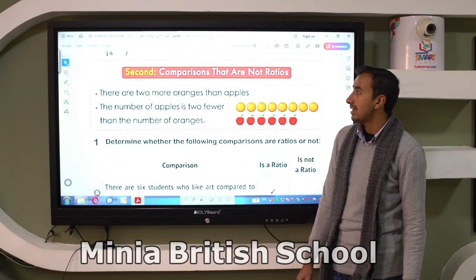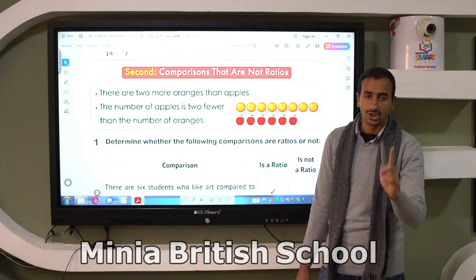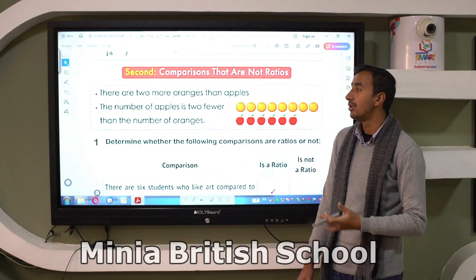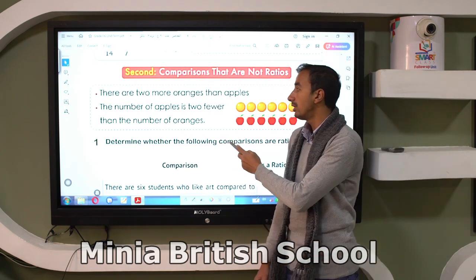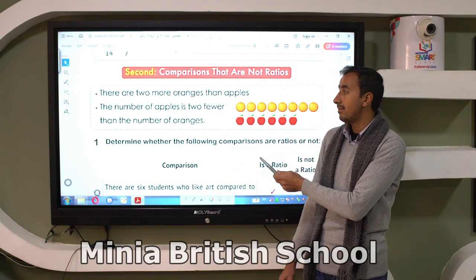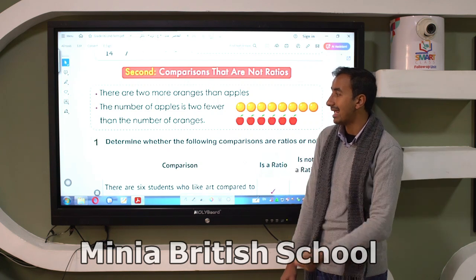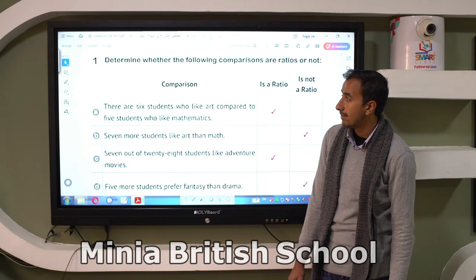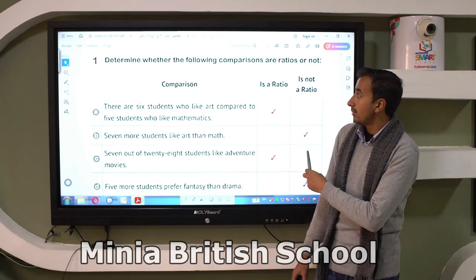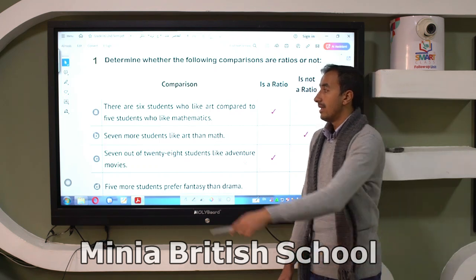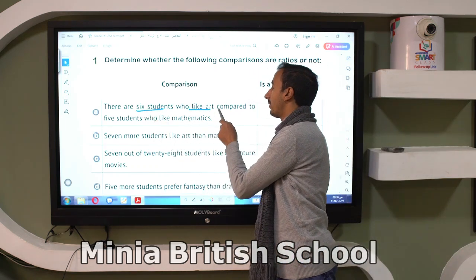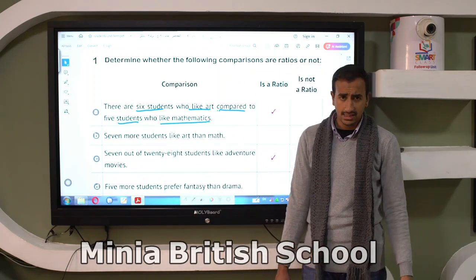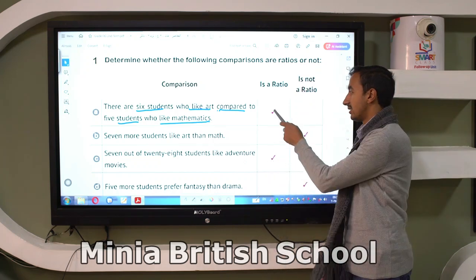The second, we can have comparisons that are not ratios. The first type was comparisons that are ratios, and here are ones that are not ratios. There are 2 more oranges than apples. The number of apples is 2 fewer than the number of oranges. Here you can compare; let's make other examples. Determine whether the comparison is a ratio or not. There are 6 students who like art compared to 5 students who like mathematics. Is it a ratio? Yes, excellent, it's a ratio.